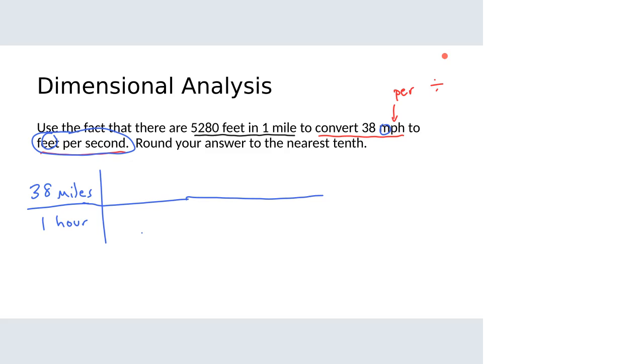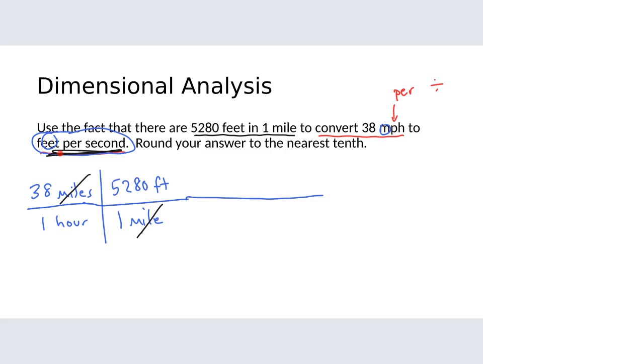Excellent, Jessica, Arian, Destiny, Kevin, perfect. Miles go on the bottom. So that 1 mile is going to go on the bottom and the 5,280 feet go on top. And the reason that we put miles on the bottom is the whole reason we were doing this is we want these miles to cancel. Okay, if I were to quit right now, I have feet per hour. Well, I'm supposed to get feet per second. I'm not done yet, but I'm closer. At least now I have feet.